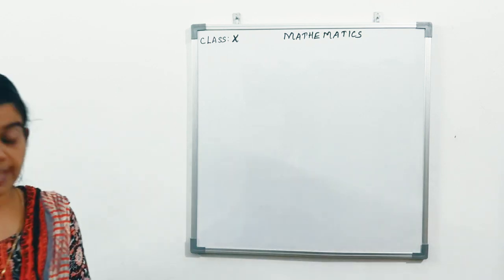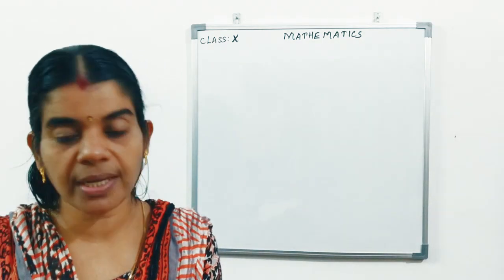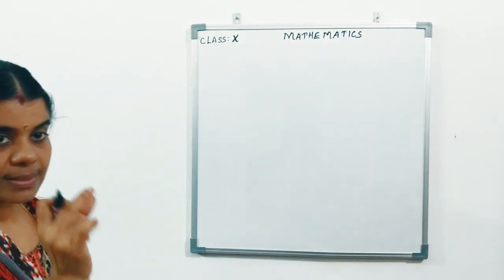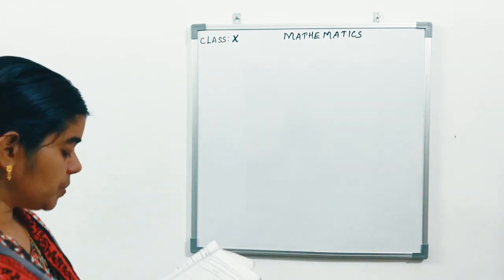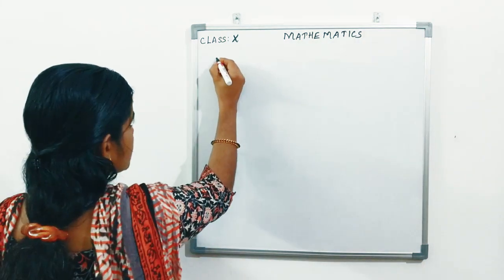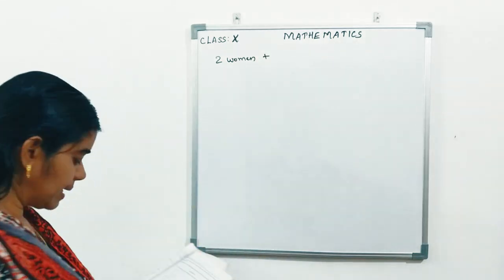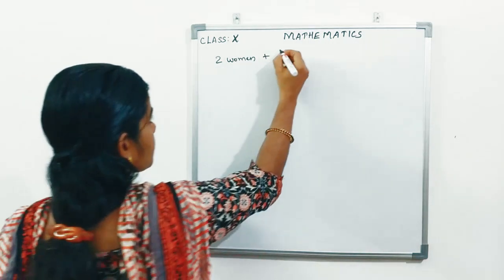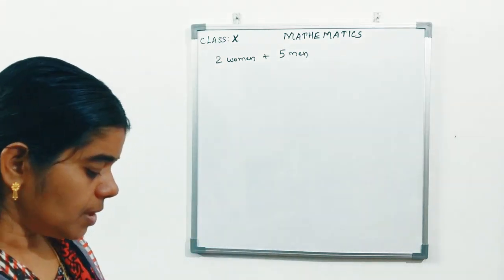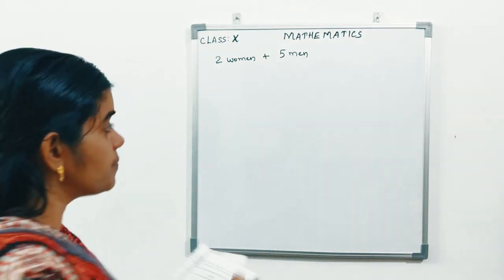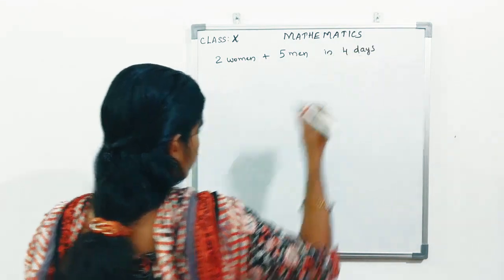Just look at the question. 2 women and 5 men can together finish an embroidery work in 4 days. I am writing it in short form only. Question you can write down from the textbook. 2 women plus 5 men together finish an embroidery work in 4 days. In 4 days they are finishing that work.